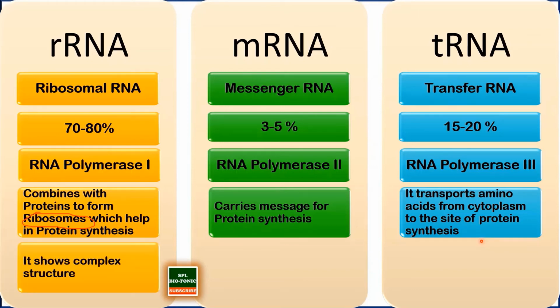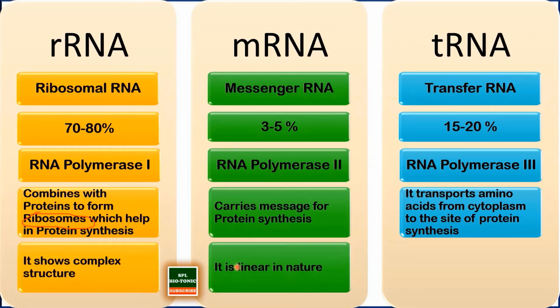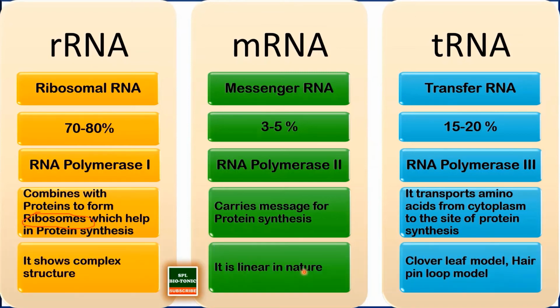Okay, and as far as structure is concerned, rRNA has a complex structure, more stable. mRNA is linear in nature, less stable. And transfer RNA, there are two concepts about structure of tRNA. One is the clover leaf model and second is the hairpin loop model. So students, I hope you are understanding the types of RNA and the differences between rRNA, mRNA and tRNA.